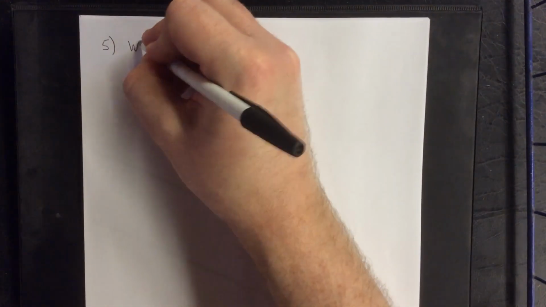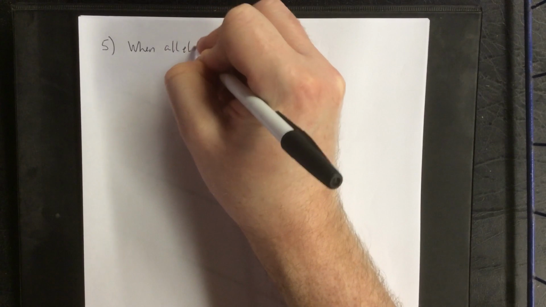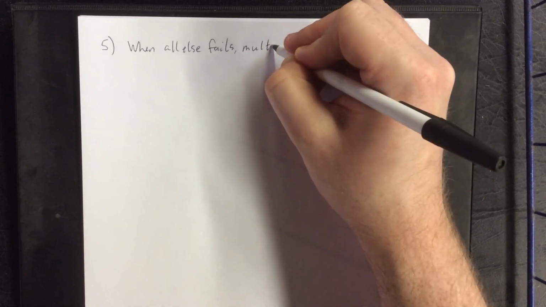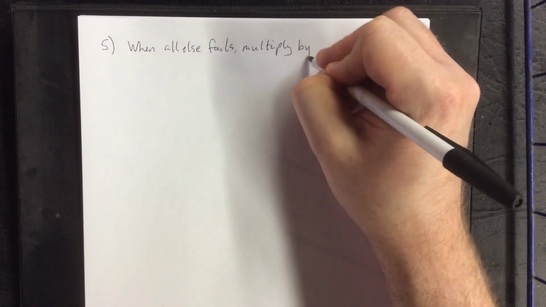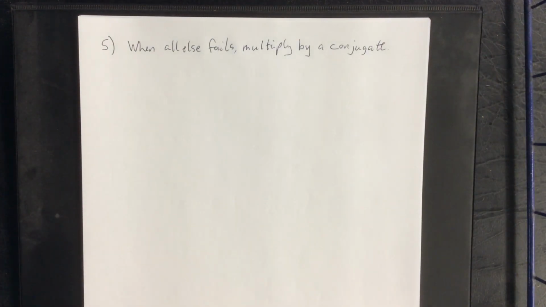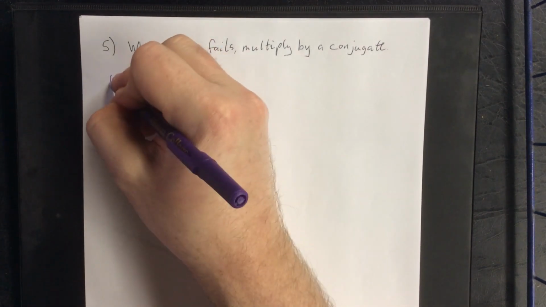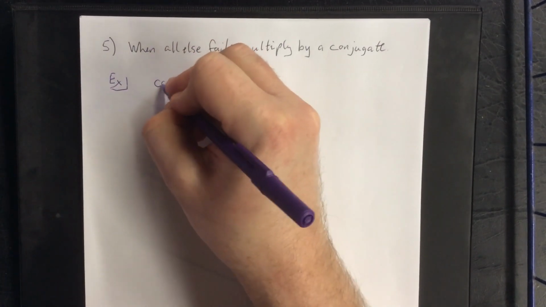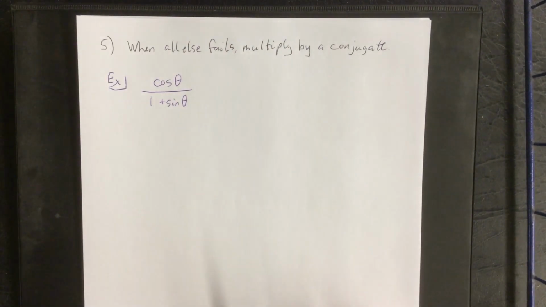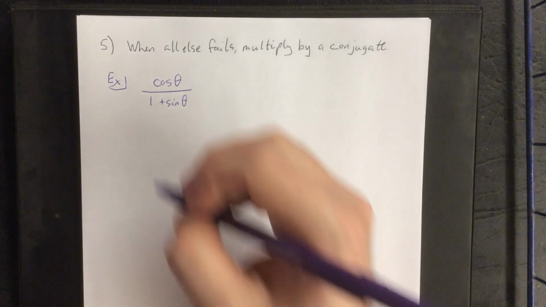For basic strategy number 5, when all else fails, you can try multiplying by a conjugate. Now, I mentioned in the previous problem that a difference of squares factors into binomial conjugates. Let's say that I gave you that same problem, but instead of having a cosine squared of theta in the numerator, I just gave you a cosine of theta. Well, cosine of theta, we can't use a Pythagorean identity for that.